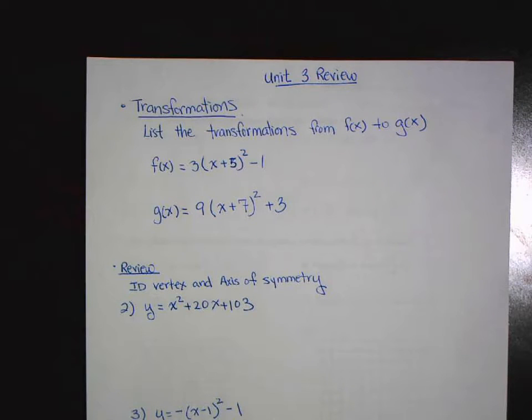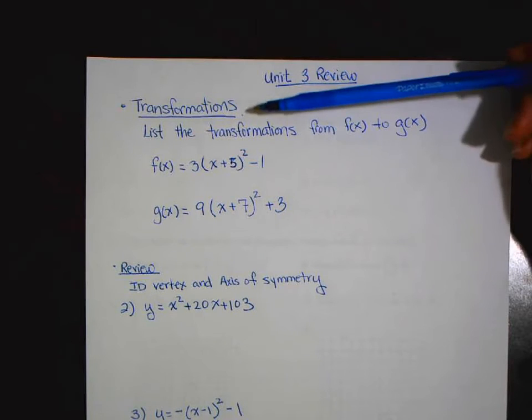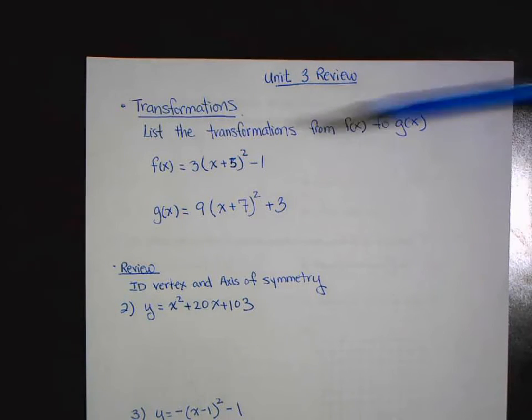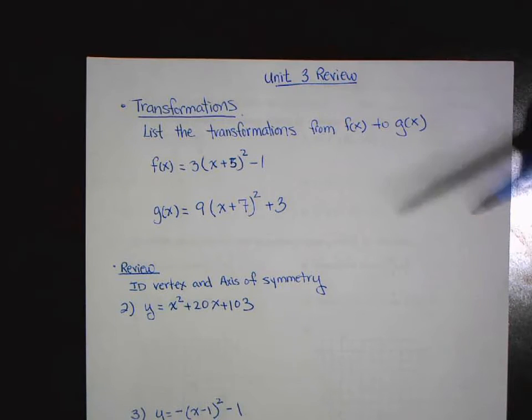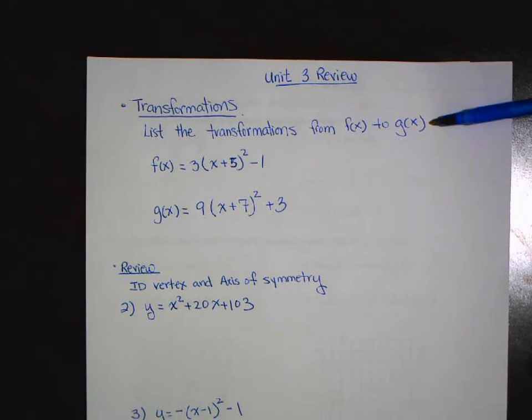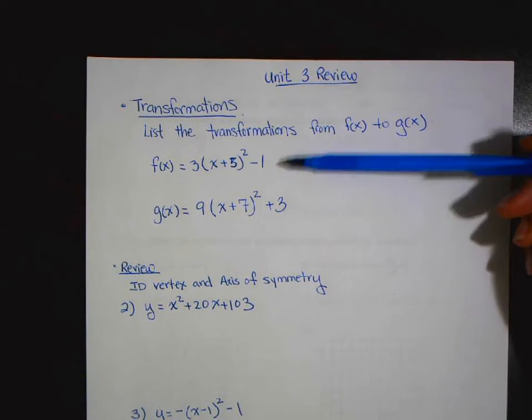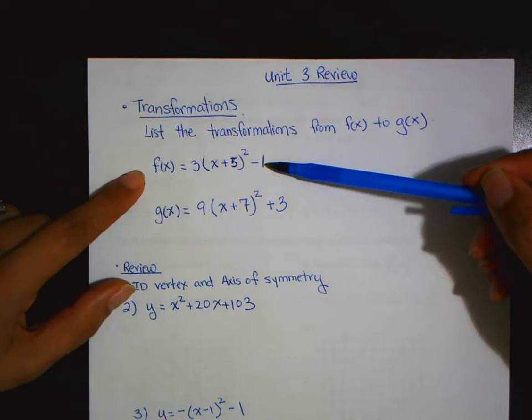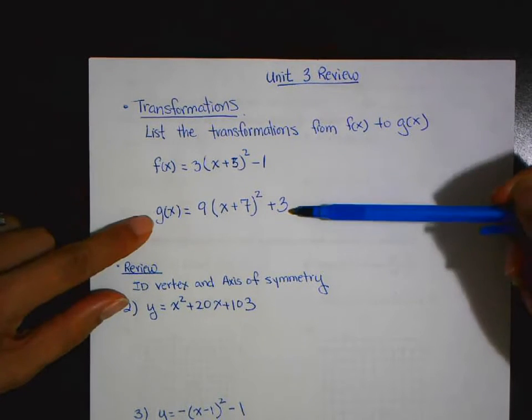Okay, in this video, we are going to take a look at a little bit of everything that we did in Unit 3 to get ready for our tests. The first thing I wanted us to look at is transformations. So it's more like, hey, what are the transformations from one function to another function? For example, if my first function is f of x equals 3 times the quantity of x plus 5 squared minus 1, and I wanted to go from f of x to g of x, what are the transformations that happen?